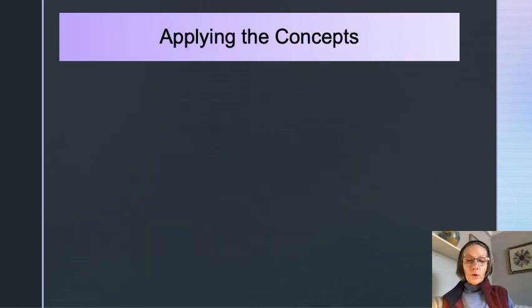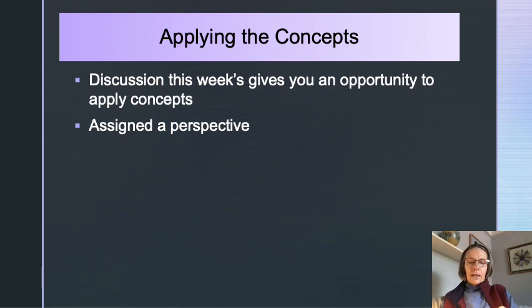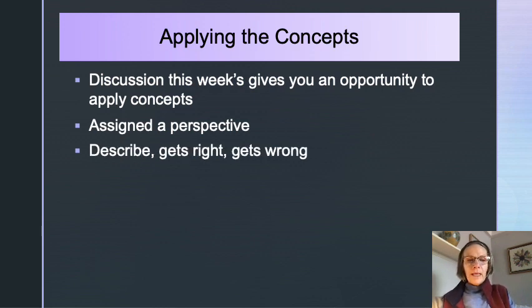So as I mentioned earlier, your online discussion this week is giving you an opportunity to apply the concepts that you're learning in the chapter and the lectures. So when you go to the discussion, you'll see a link that you click on, and it'll have your name, and you'll be assigned a particular perspective. So non-interventionist, equal justice, what have you. Okay. So you'll be assigned a perspective, and then in the discussion, you're going to say, what do you think that this perspective gets right? Where does it fall short? What does it get wrong?